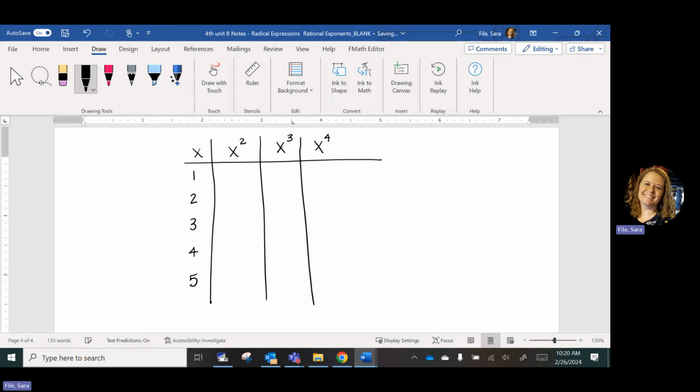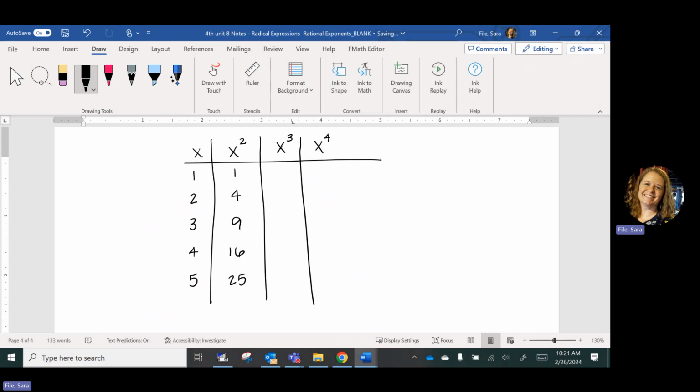Okay, but you could keep going and make this table longer if you wanted a bigger reference table. But you should know all of these numbers squared. 1 squared is 1, 2 squared is 4, 3 squared is 9, 4 squared is 16, and 5 squared is 25, right? Everybody good with squares?